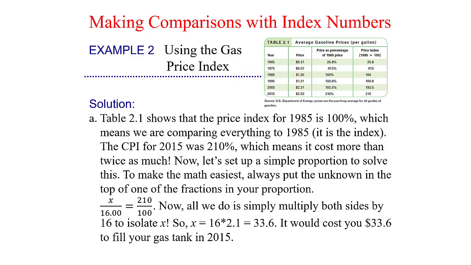And you don't have to think of year 1 and year 2 as always being chronological, right? Like, the oldest year is 1. No. What you want to do is always put the unknown piece in the top of the fraction. Since we don't know the price of gas in 2015, that's what we're trying to solve for, that becomes our unknown. That's our x. That goes on top. So we're going to have 2015 price over 1985 price equals 2015 consumer price index divided by 1985 consumer price index.